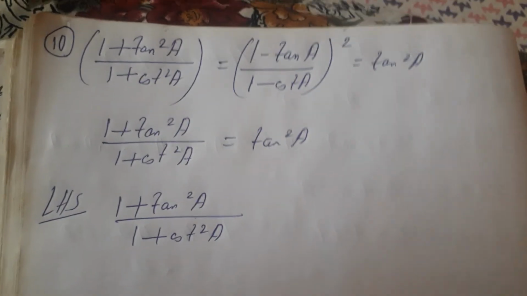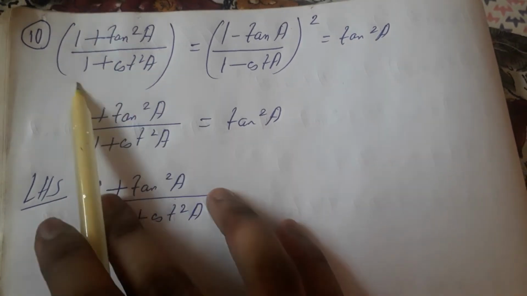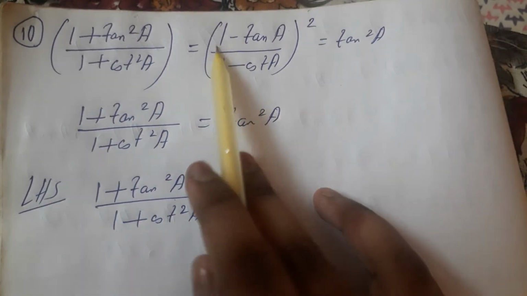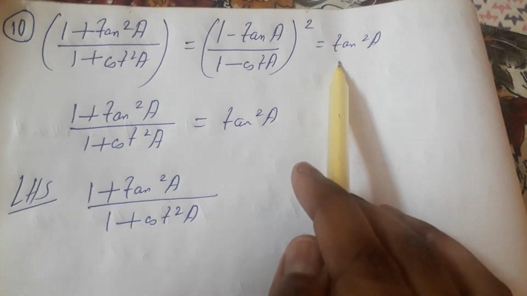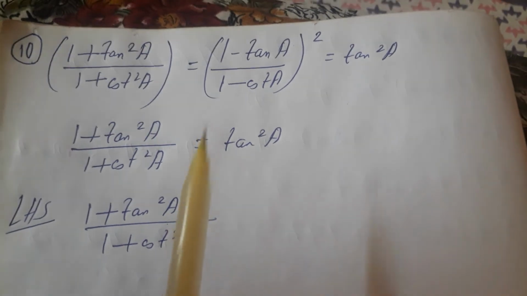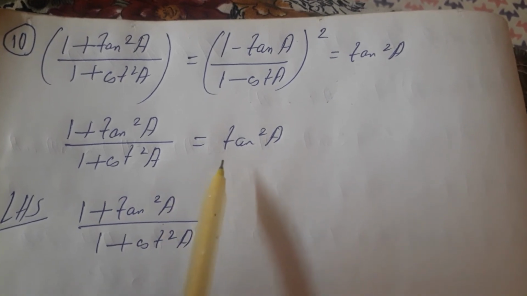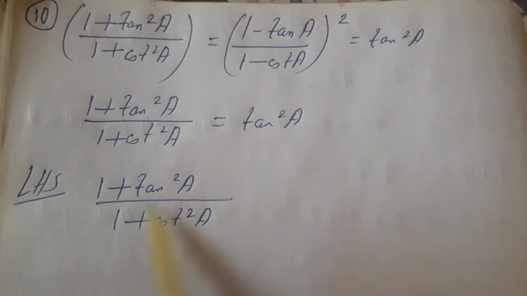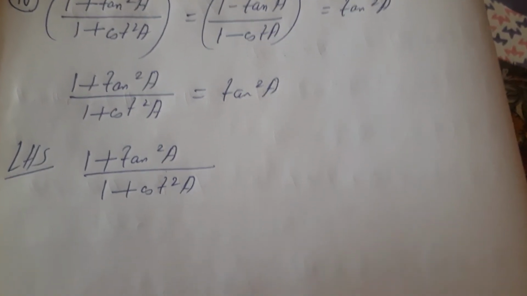Okay. Now see students, the next one is given: (1 plus tan square A) divided by (1 plus cot square A) is equal to ((1 minus tan A) divided by (1 minus cot A)) whole square, which is equal to tan square A. So here two parts are given. You have to first prove the first part, that is (1 plus tan square A) divided by (1 plus cot square A) is equal to tan square A. Now see, you have to take the LHS first. Now see, 1 plus tan square A means sec square A.